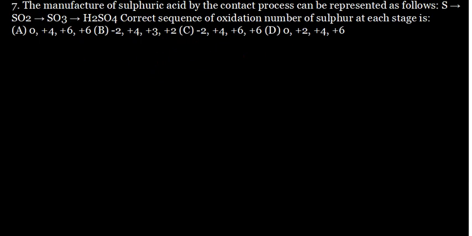Question number 7. The manufacture of sulfuric acid by the contact process can be represented as follows. We have got sulfur that goes to sulfur dioxide, sulfur trioxide, and then sulfuric acid. Correct sequence of oxidation number of sulfur at each stage is. So I want to write the correct oxidation number. So if we get to look at the first stage, let me just write this down. We have got sulfur into sulfur dioxide, sulfur trioxide, then sulfuric acid.